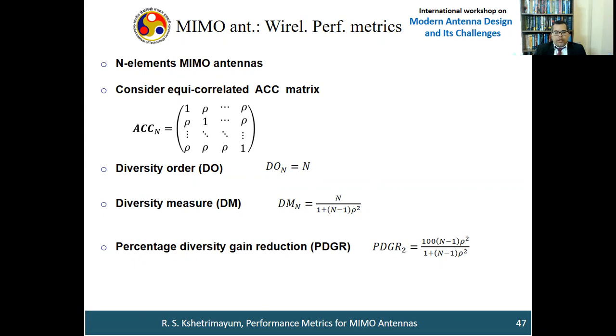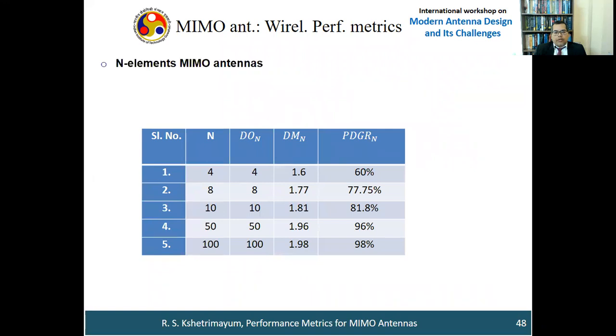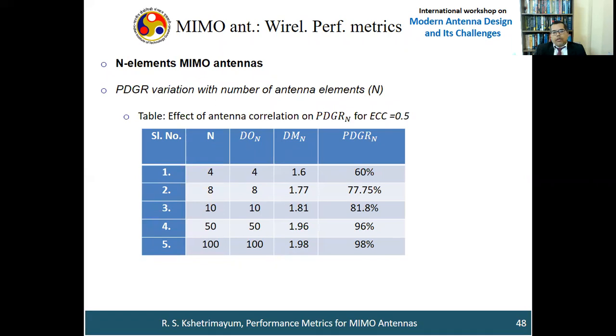Percentage diversity gain reduction is 100 times n minus 1 rho square divided by 1 plus n minus 1 rho square. Rho square is the ECC and rho is the SCC. So you can actually do case studies. For example, when you increase the number of antennas from 4, 8, 10, 15, and 100, how much is the percentage diversity gain reduction? Percentage diversity gain reduction is 60% when you have 4 antennas for the ECC value of 0.5.